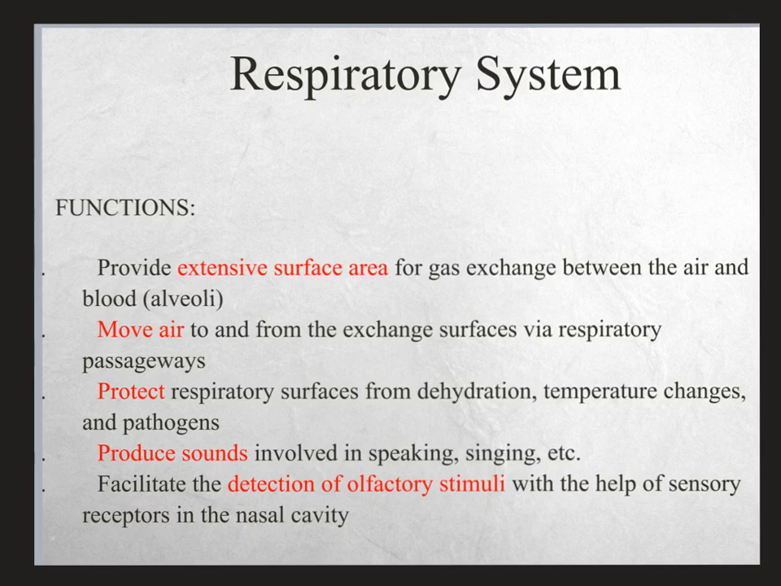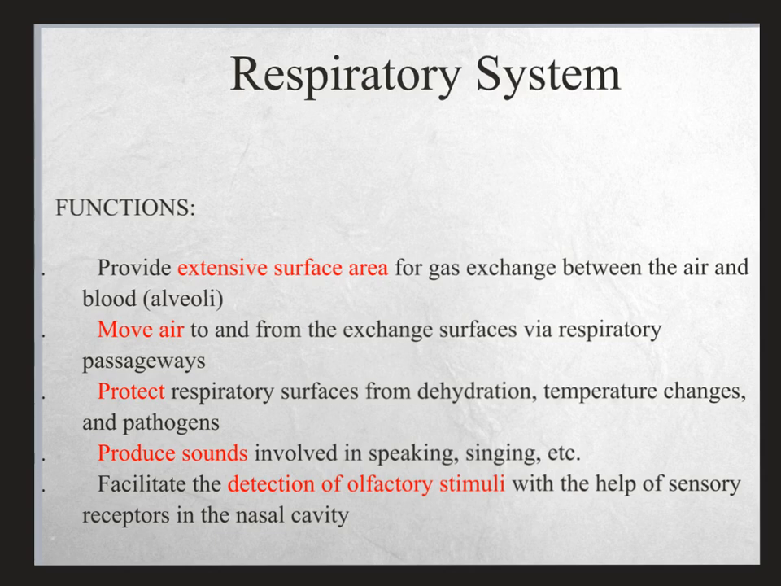So again, massive surface area. We need to optimize the amount of gas, oxygen, carbon dioxide that is loading and unloading at a pulmonary level and a systemic level. So providing a huge surface area is going to be key to maximize the amount of gas exchange that occurs. Second is pretty straightforward. We need to move air to and from the lungs. That's going to help exchange these gases. So again, move air to and from those exchange surfaces via our respiratory passageways, nose, mouth, pharynx, trachea, etc.